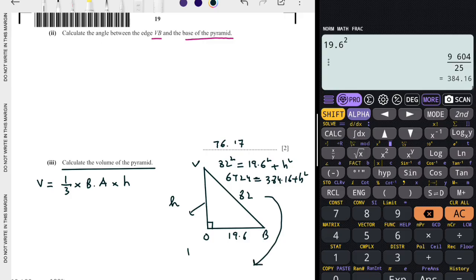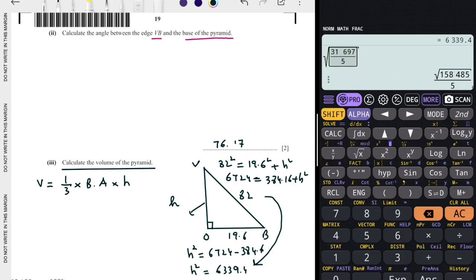So h squared is equal to 6724 minus 384.16. We'll subtract it. 6724 minus 384.16, and it would be 6339.4. Now take the square root. So the height would be equal to 79.62. Now we can plug in all values here.